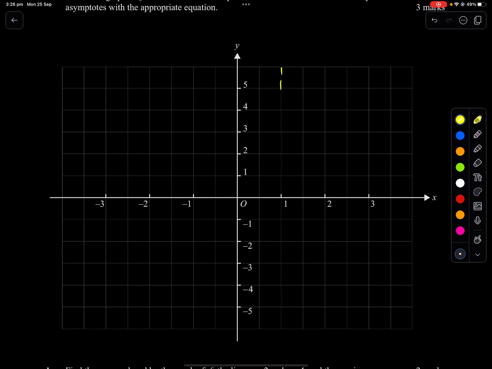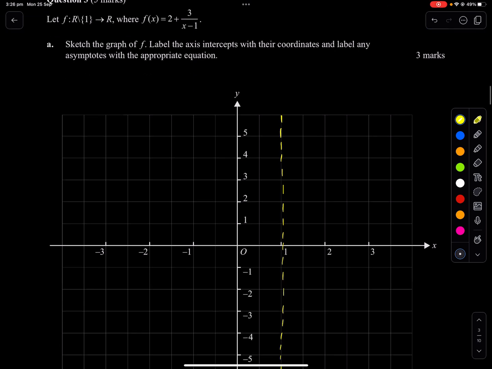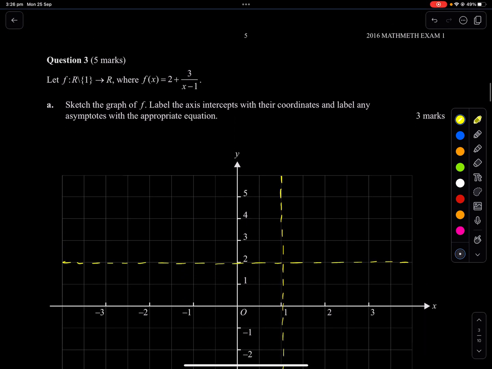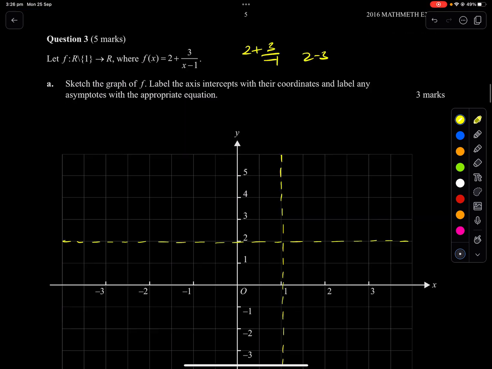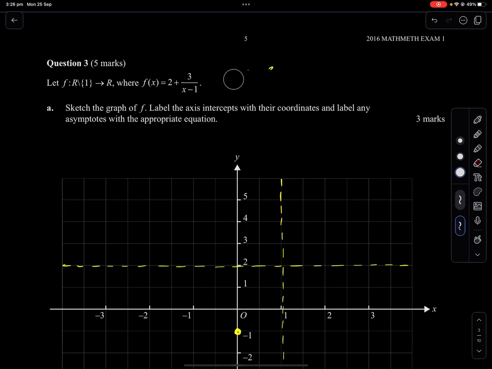So we can just draw a nice x equals 1, and also an asymptote at y equals 2. What about its y-axis? If I sub in 0, it's 2 plus 3 over negative 1, so it's 2 minus 3, negative 1. So it will cross over here. And what about its x-axis? Where does it cross its x-axis?